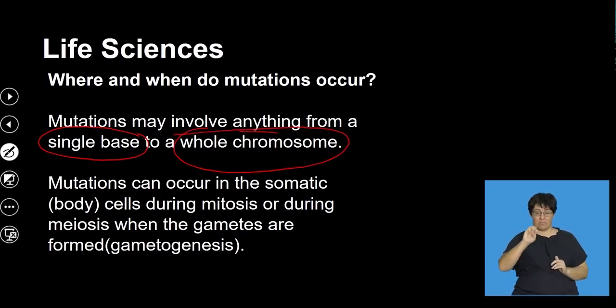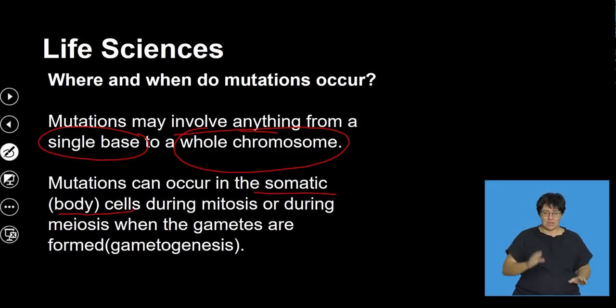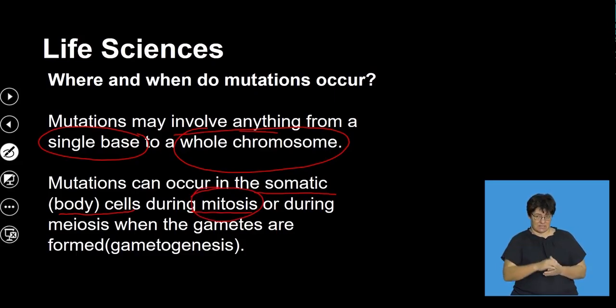And that takes us to the next concept. Mutations can occur in somatic cells. So these are your cells in the body, excluding the sperms and the eggs. And this can occur during meiosis and mitosis. So let me rephrase that again. It can occur in mitosis as well as in meiosis. And this is during, as I mentioned, gametogenesis.